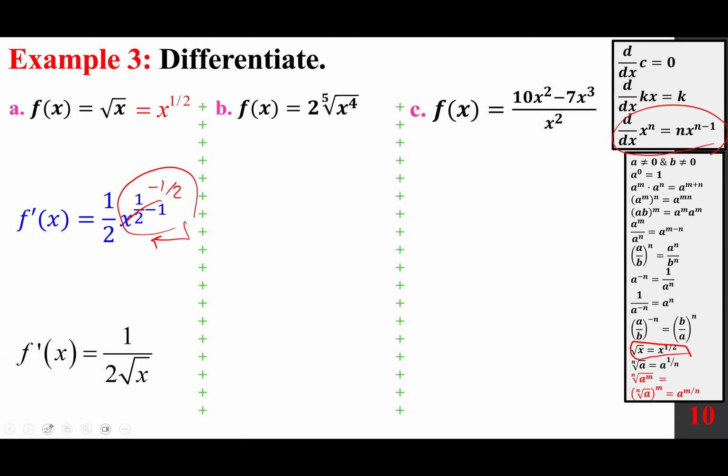Now, what about part B? This is the one where we're going to rewrite this portion as x to the power of 4/5. So f of x is 2x to the power of 4/5. Now it's ready for the power rule. 2 times 4/5, x to the power of 4/5 minus 1. So one more time. 2 remains. 4/5 times 4/5, x to the power of 4/5 minus 1.